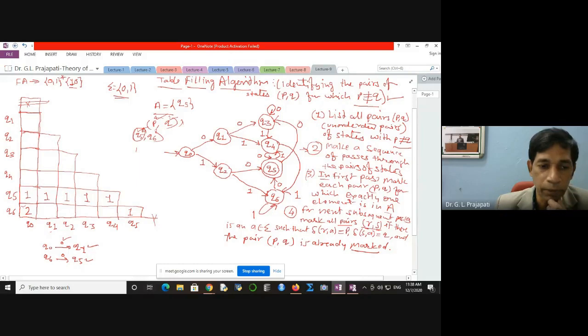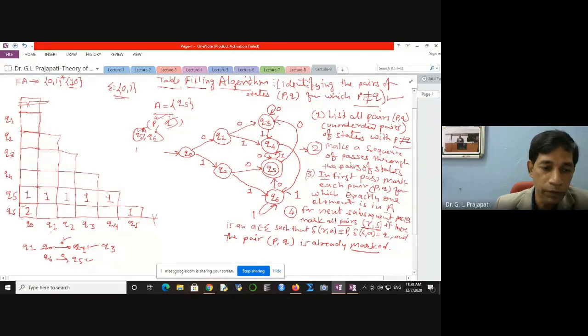Now you can consider the pair Q1, Q6. Instead of Q0, now you have to consider Q1, Q6. So you have to consider all the pairs one by one again. Can you decide whether Q1, Q6 can be marked or not? See, from Q1, if you get 0, where are you going? You are going to the state Q3.